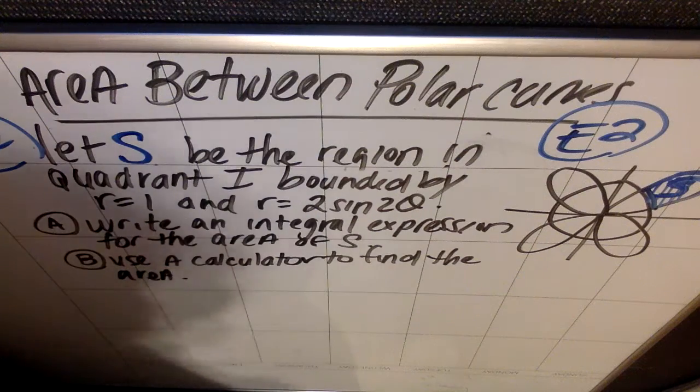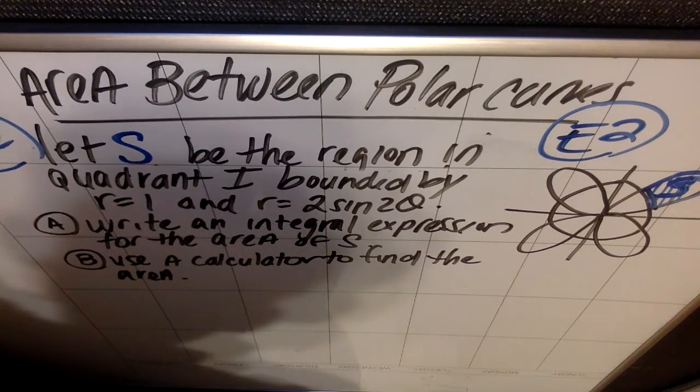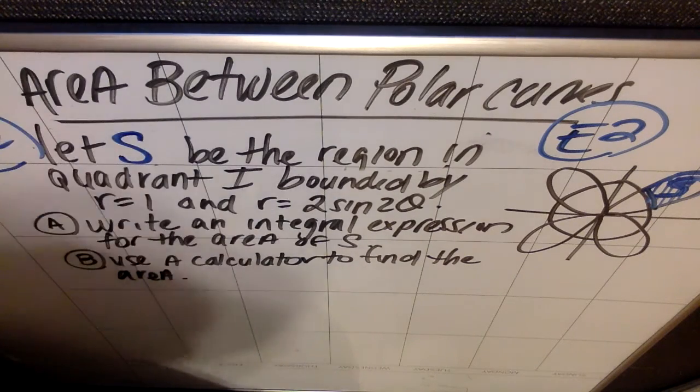We're going to do another example of the area between polar curves for BC calculus. So let S be this blue shaded region in quadrant 1 that is bounded by r equals 1, which is just a circle of radius 1, and r equals 2 sine 2 theta.